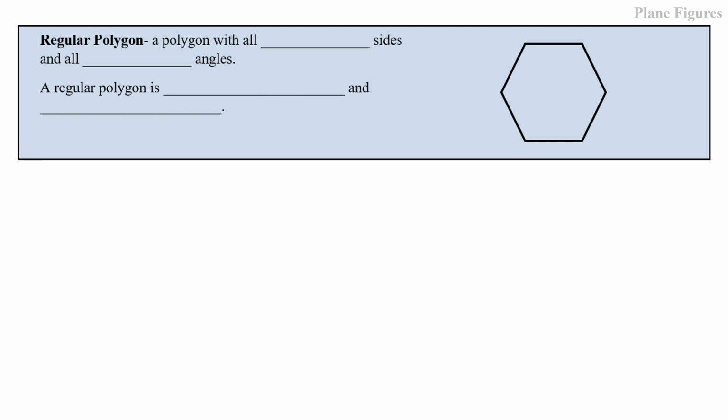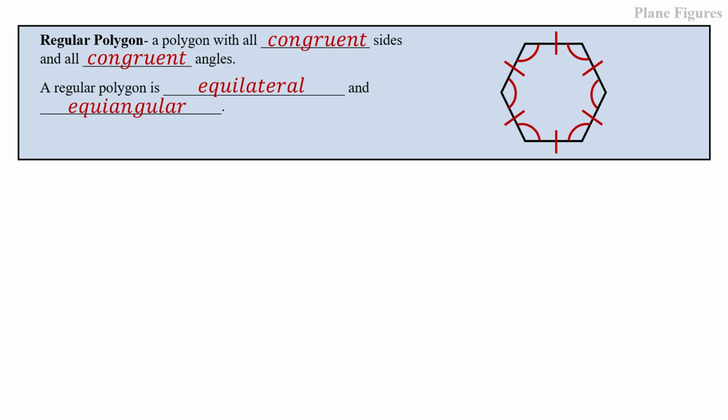A regular polygon is a polygon with all congruent sides and all congruent angles. So all the sides have to be equal, which means the polygon is going to be equilateral. And if all the angles are congruent, then it's also equiangular. So if it's equilateral and equiangular, then we call that a regular polygon.